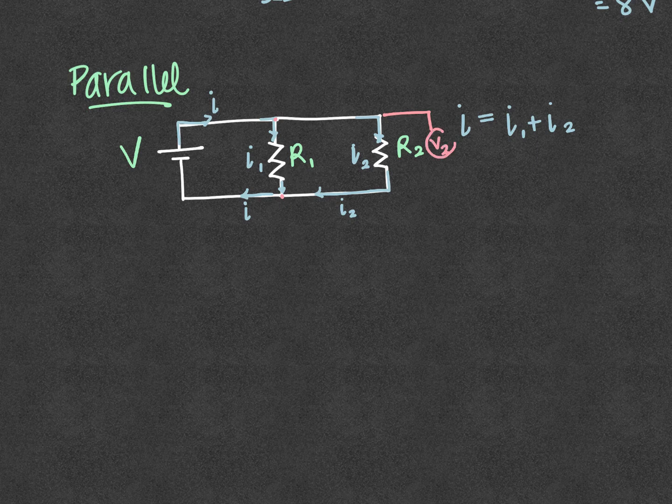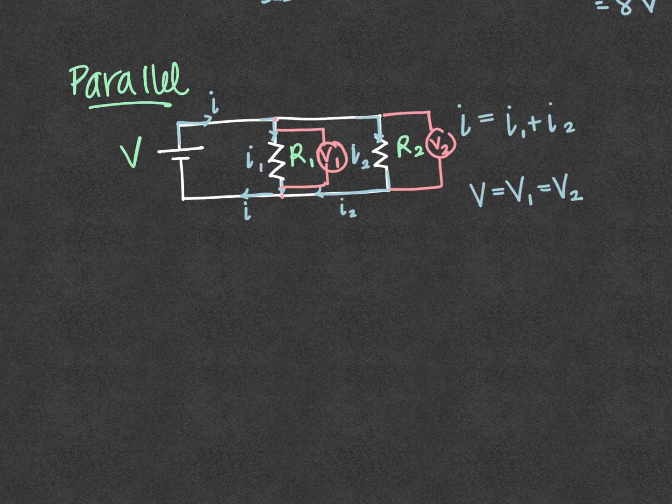Now, because they are parallel to each other, the resistors in parallel with each other have the same electric potential. And if you remember from the lab, we saw that the electric potential of the battery was equal to the electric potential across resistor 1, which is equal to the electric potential across resistor 2.